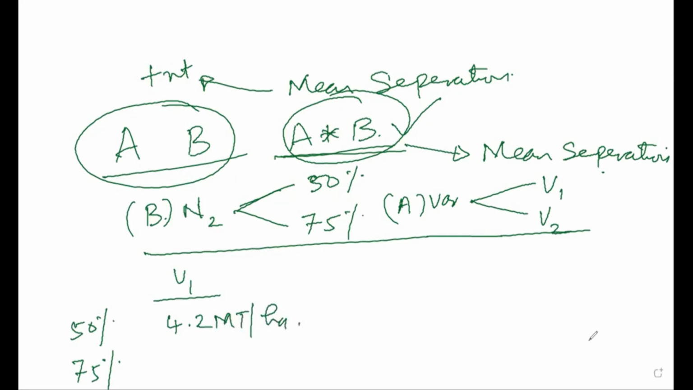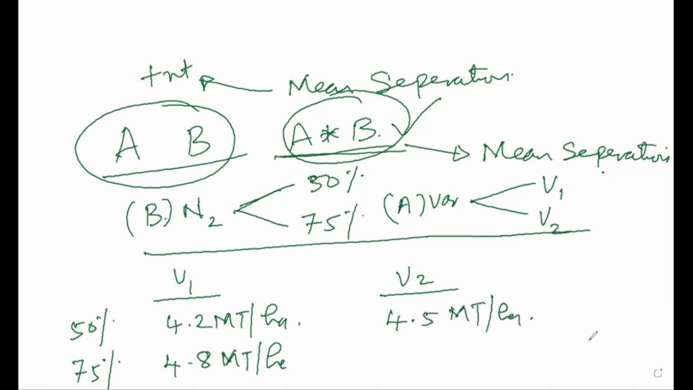Variety 1, under the nitrogen level, it's giving 4.8 metric ton per hectare. So this is about variety 1 as an example. Variety 2, under the same condition of nitrogen, it's giving 4.5 metric ton per hectare. Under nitrogen 75%, it's given 4.1 metric ton per hectare.